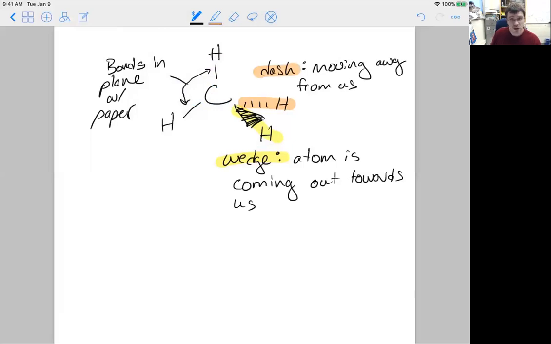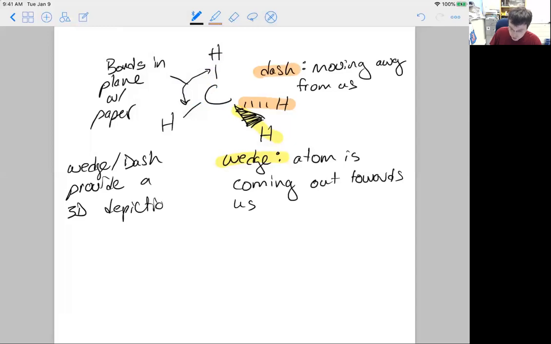So what we've introduced with the tetrahedron that we didn't need for the linear geometry or the bent geometry is a 3D component. So the wedge and dash provide a sort of perspective or 3D depiction. Now that's great for a number of reasons. Remember, we're trying to actually depict things that exist in the universe in 3 dimensions, okay? So that's important. We need to understand their 3-dimensional properties. But we're working on 2-dimensional pieces of paper.